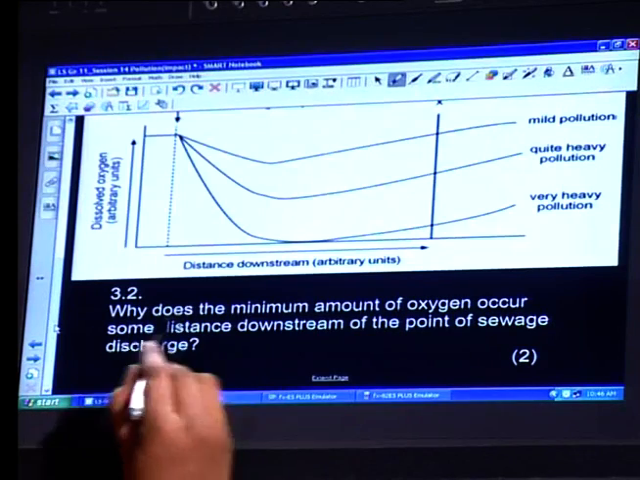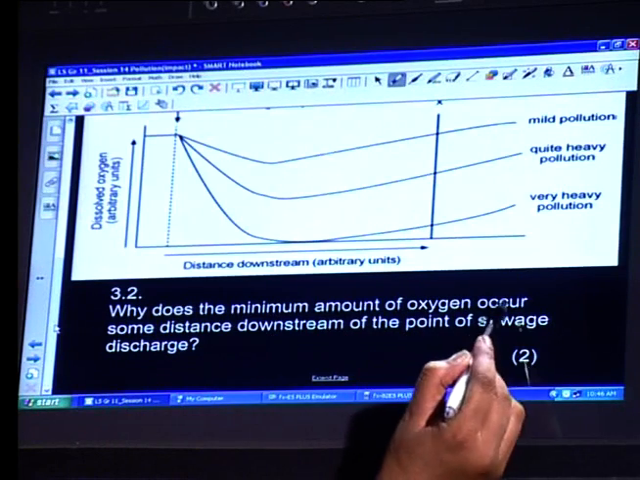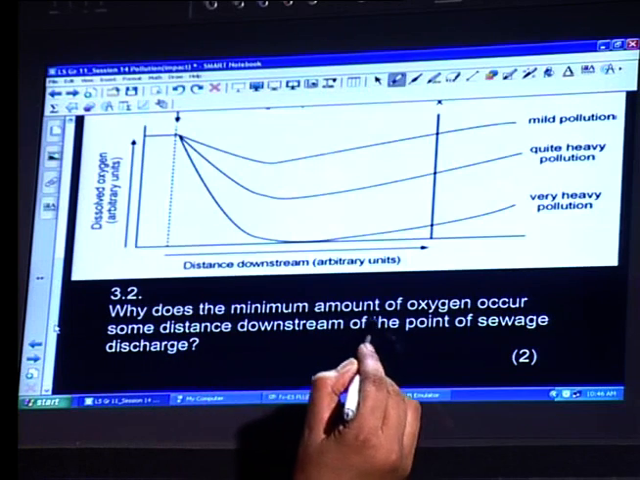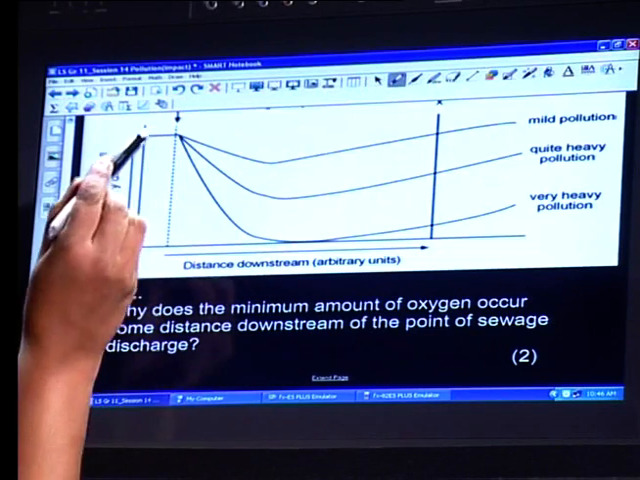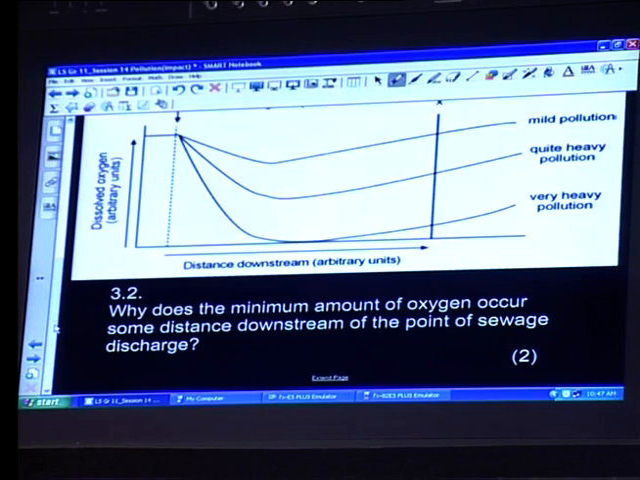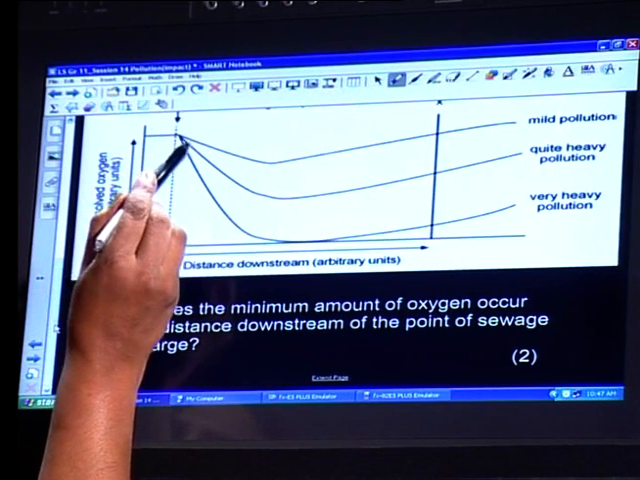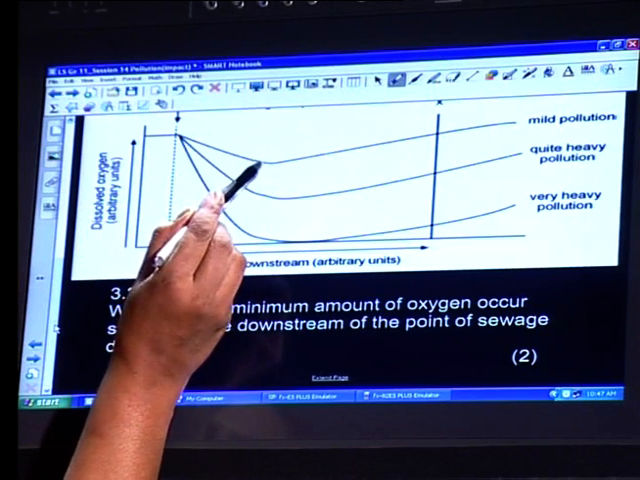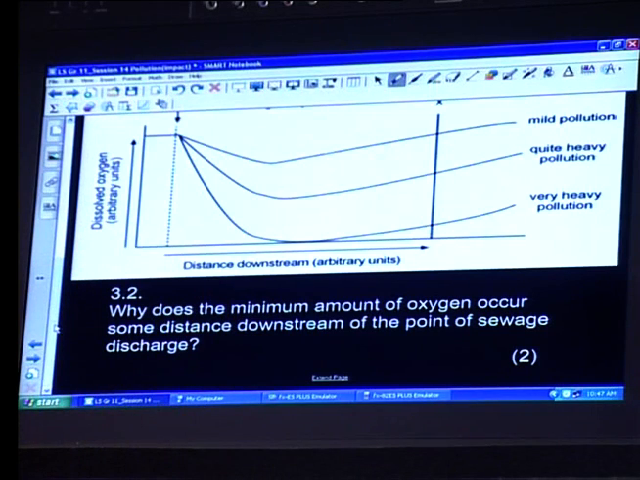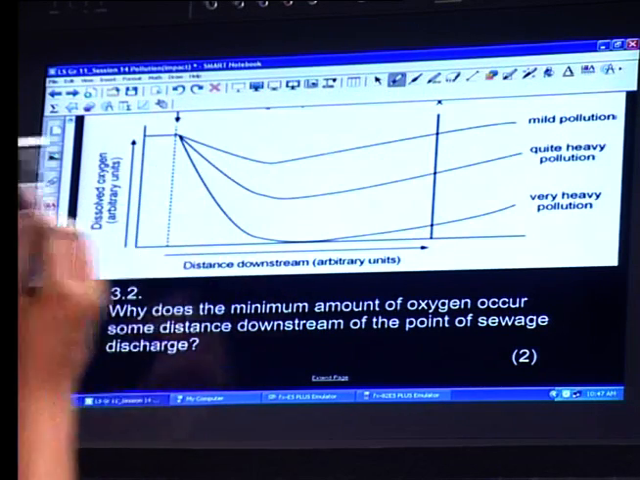Let's go to the next question. Right, 3.2. Why does the minimum amount of oxygen occur some distance downstream of the point of sewage discharge? The oxygen level was high, but the minute sewage is released, after some time, not immediately, but just a few meters downstream, then the oxygen levels begin to go down. Now they want to know why. Because it starts going down because almost all the oxygen that is available at that point is now used up.